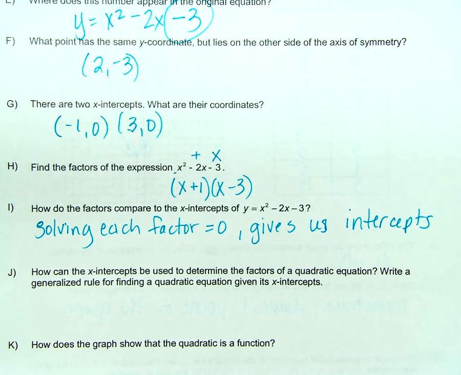How can the x-intercepts be used to determine the factors of a quadratic equation? Anybody?